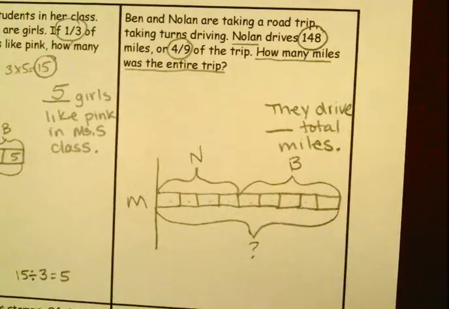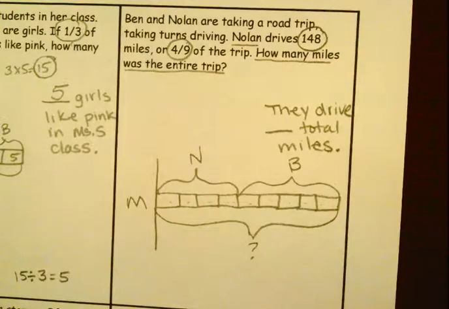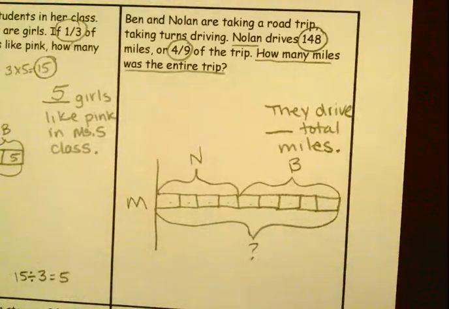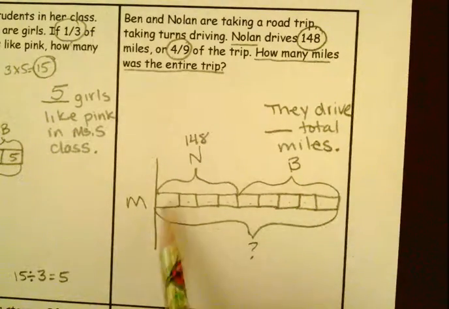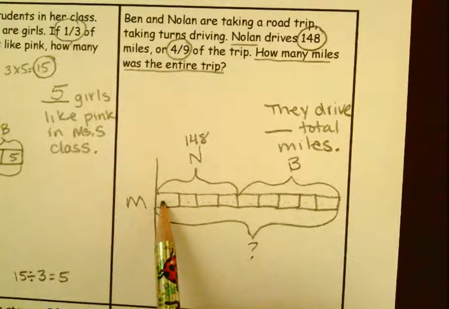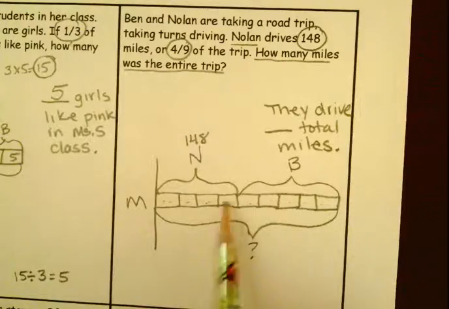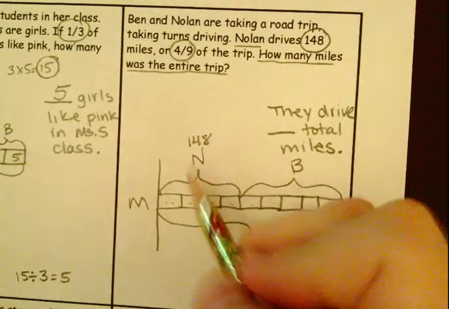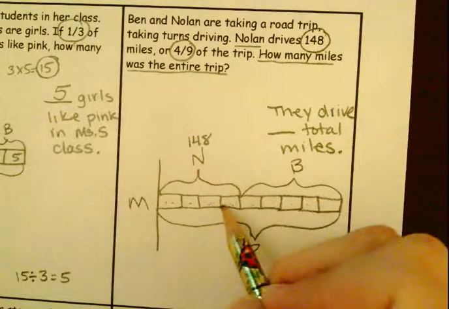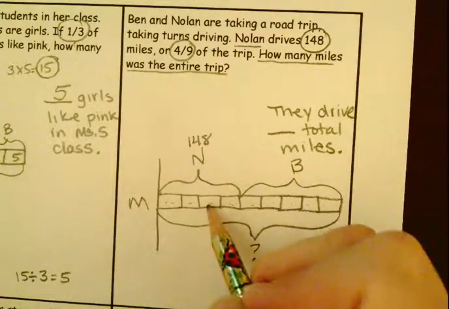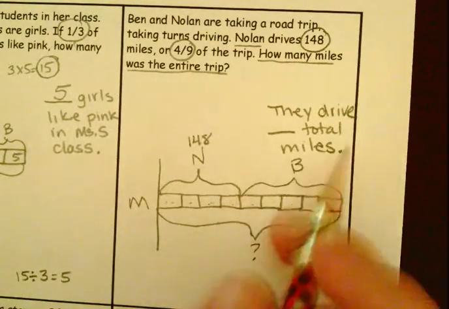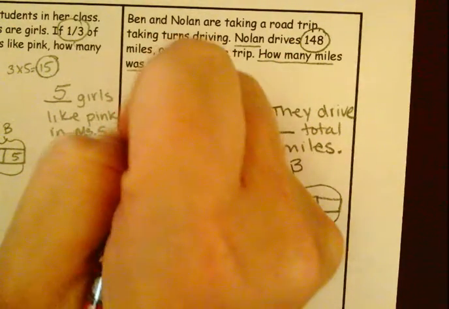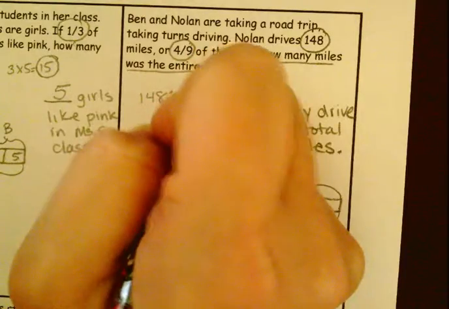All right, so I also have the piece of information that Nolan drives 148 miles. So Nolan drives 4 of the units, 1, 2, 3, 4. I need to do 148 divided by those 4, because he just drove these 4. So I need to take that 148 and break it up evenly to see how many goes in each unit. So I have 148 divided by 4.